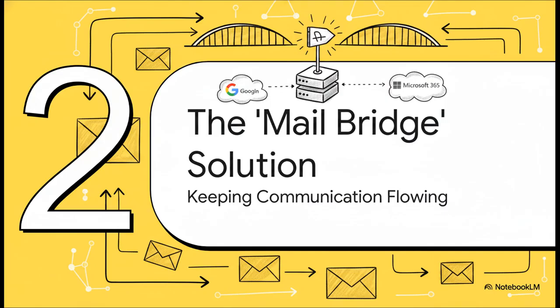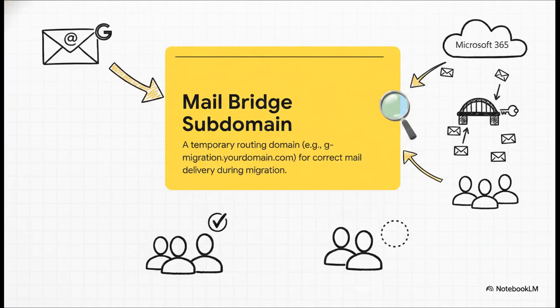So, our solution is actually a pretty elegant piece of mail routing. What we're going to do is create a special subdomain that acts as a kind of digital signpost. It's going to tell each system exactly where to forward an email when it can't find the person in its own local address book. And this is the absolute linchpin of the whole operation, the mail bridge subdomain. Just think of it like a temporary forwarding address, something like g-migration.yourdomain.com. Now, this domain isn't ever going to host actual mailboxes. Its one and only job is to create a clear path for Microsoft 365 to route emails back over to Google for anyone who hasn't been moved yet.